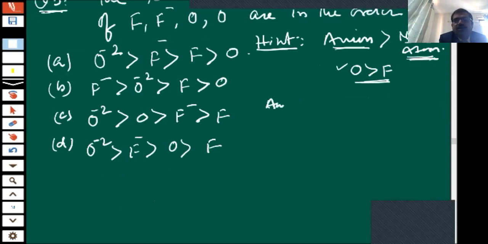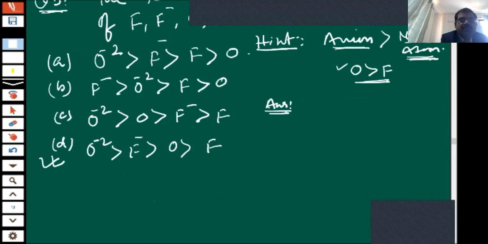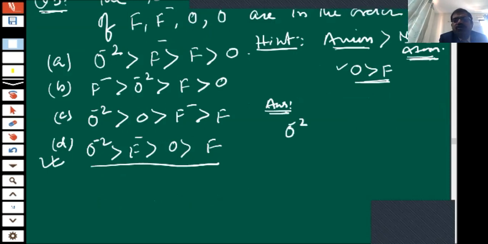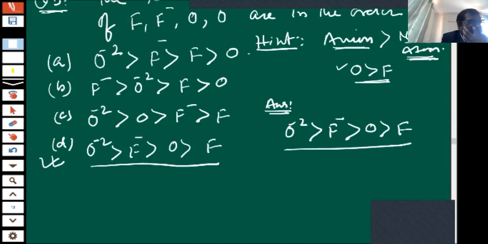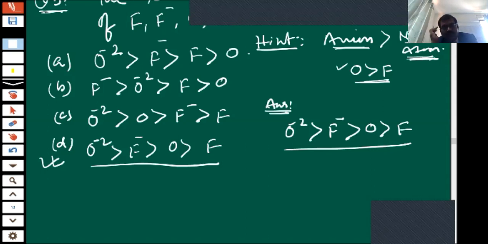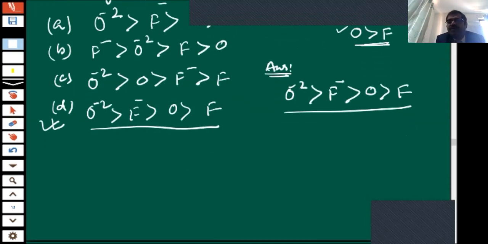Option D is according to the information and rules. So O minus 2 is bigger than F minus. And then you know that oxygen is larger than fluorine. So this is the situation. They are of the same period also.